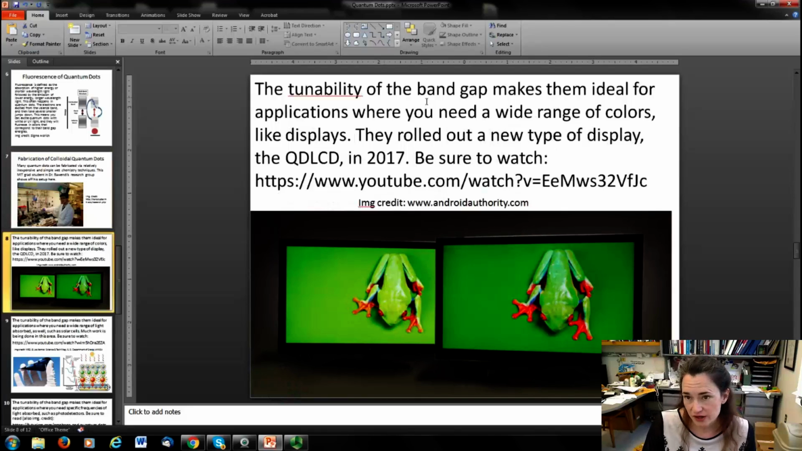Now, the tunability of the band gap combined with the ease of fabrication of many of these quantum dots makes them ideal for a wide range of applications, especially ones where color is really important, like displays. There's even a new type of display, the QD LCD, that was rolled out in 2017. I've posted a link to a really nice video explaining this new technology here. Be sure to watch it.